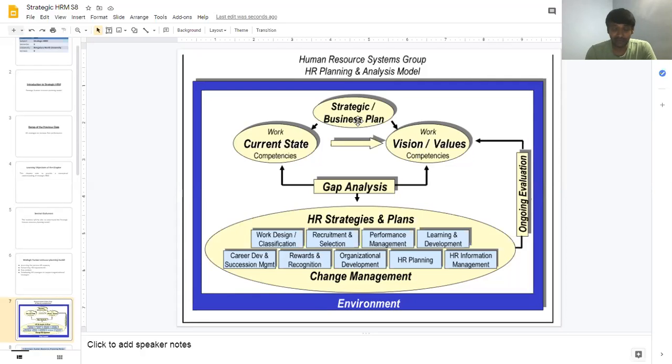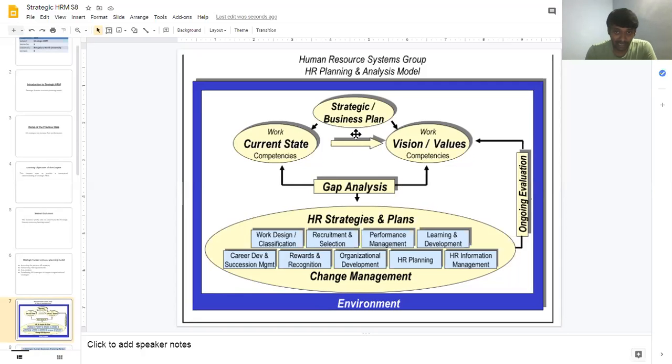So this plan leads to two important parameters: the current state of the organization and the vision. They have to go hand in hand. As I already explained in the previous video, any kind of plans for present and future strategies will be accomplished by gap analysis. If you find any gaps, they will be analyzed and set in a proper manner. So the current state and vision will be accomplished through this gap analysis, which again leads to HR strategies and plans.